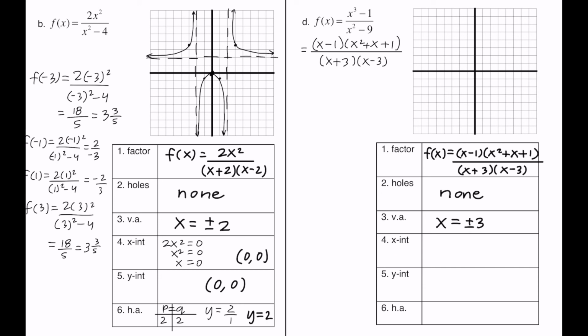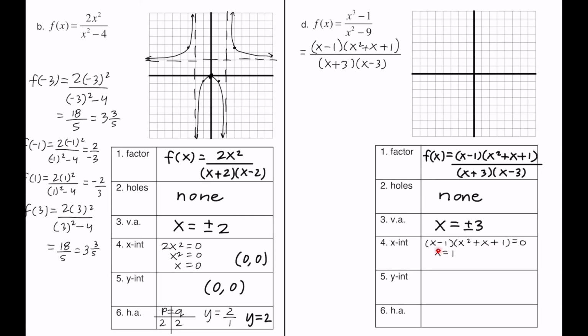To find the x-intercept, you set the numerator equal to 0. So setting this up, you can see right here, this is going to produce the value x equals positive 1. And because this was factored using a difference of cubes factor pattern, this part of the problem will not produce a real number. So our only answer is going to be x equals 1. So our x-intercept is (1, 0).